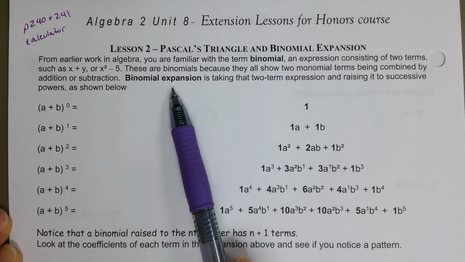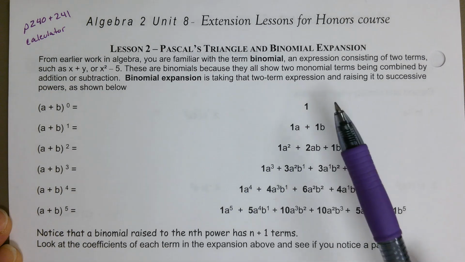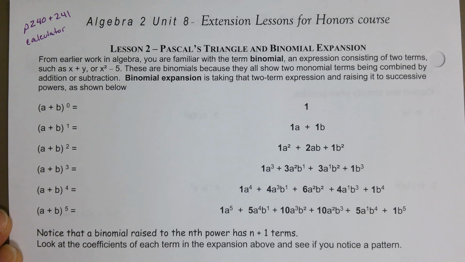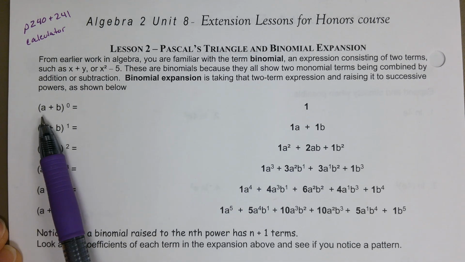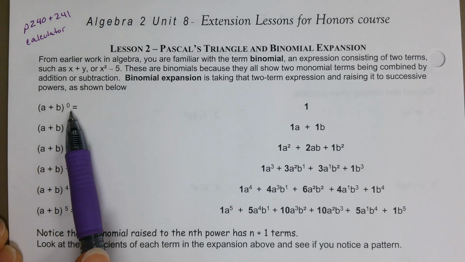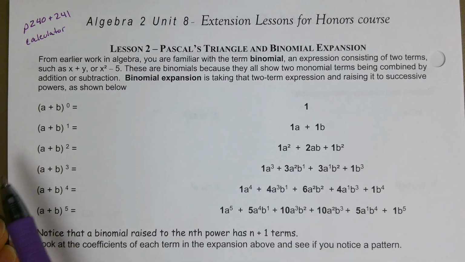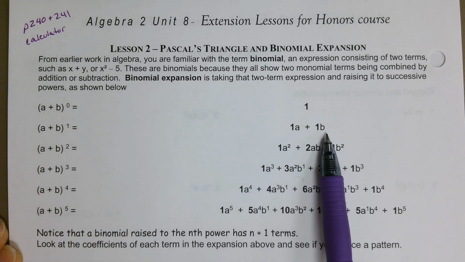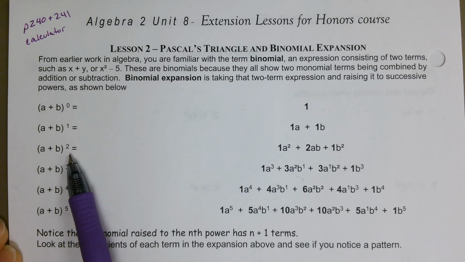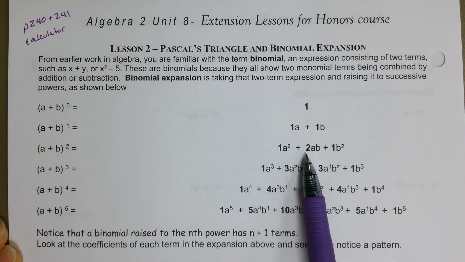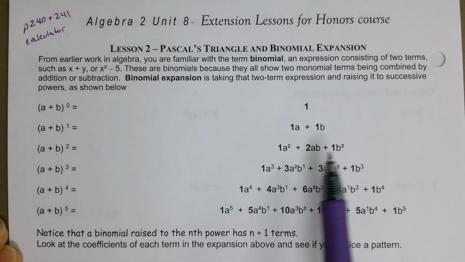A binomial expansion is taking a binomial and raising it to successive powers. We have an example shown below of the binomial a plus b raised to the power of 0. We know that anything raised to the power of 0 is 1. Then we have a plus b to the first, would be 1a plus 1b. A plus b squared results in the trinomial 1a squared plus 2ab plus 1b squared.